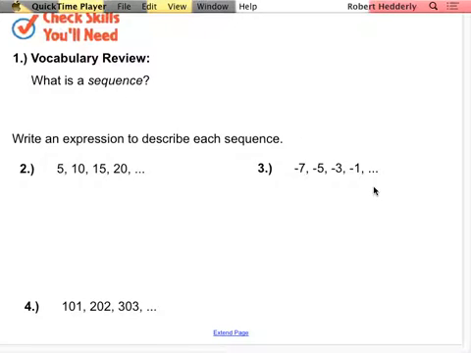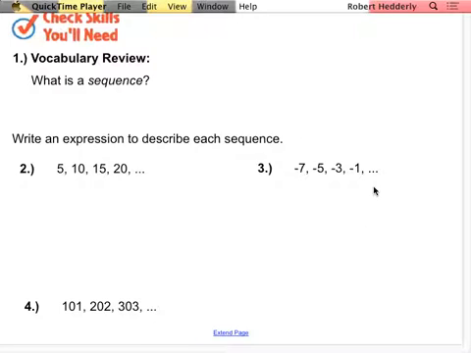Okay, this is Unit 3, Lesson 4. Tomorrow we have a quiz, second semester, 7th grade math. For the warm-up, vocabulary review, what is a sequence? Who can tell the class what is a sequence? Does anyone remember? Miranda, go ahead.